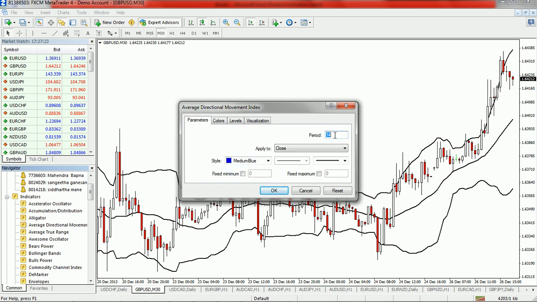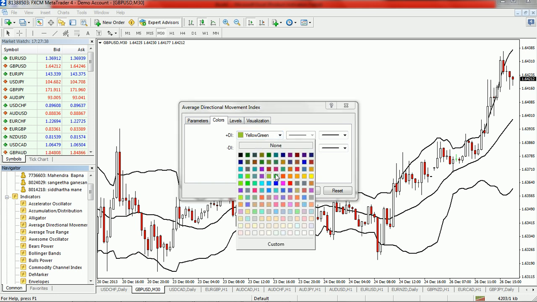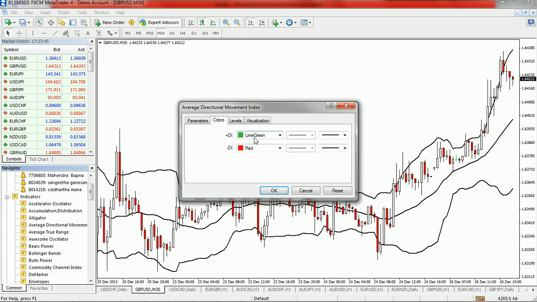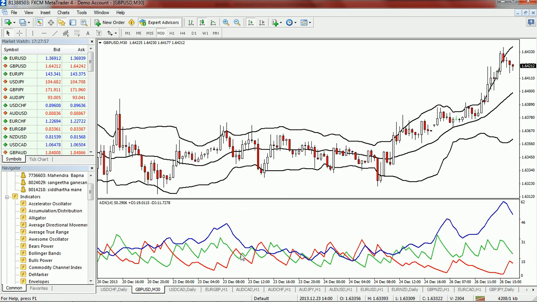ADX period, you can leave it as 14, and I just changed the color to medium blue. For colors, put the plus DI as a green color, like medium sea green, and the minus DI as a red color. For levels, you don't need to use any levels here. Okay, and click OK. So this is the ADX indicator.